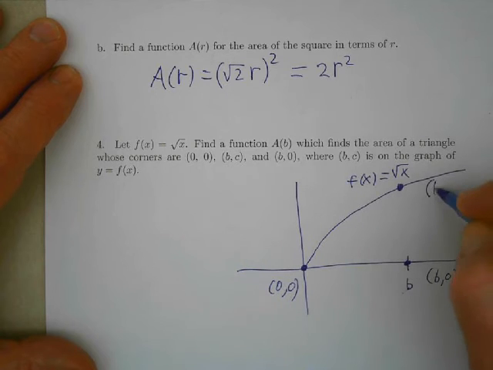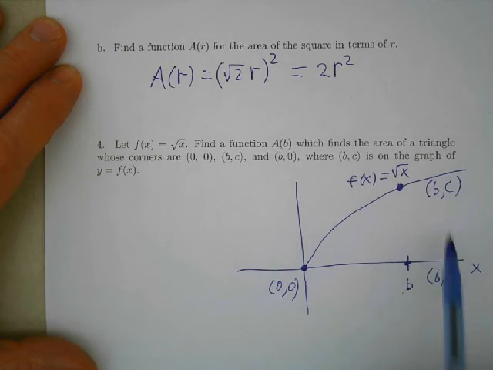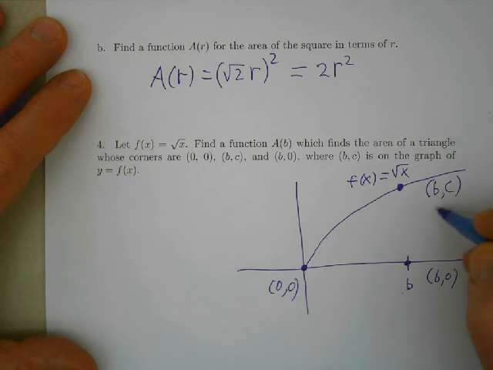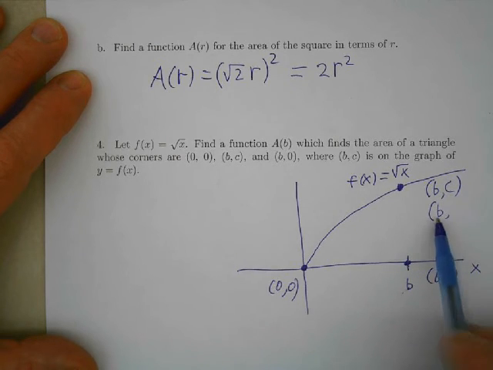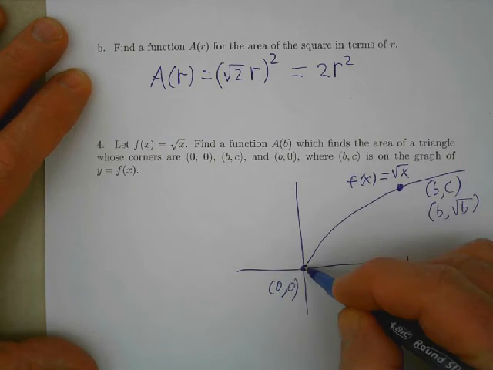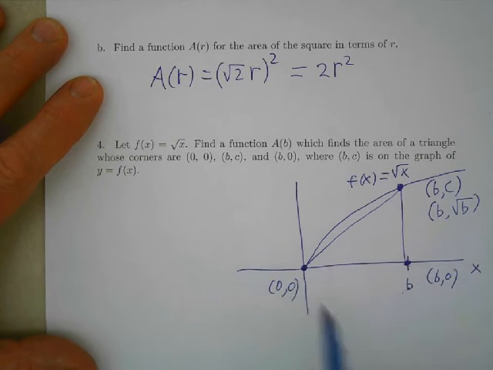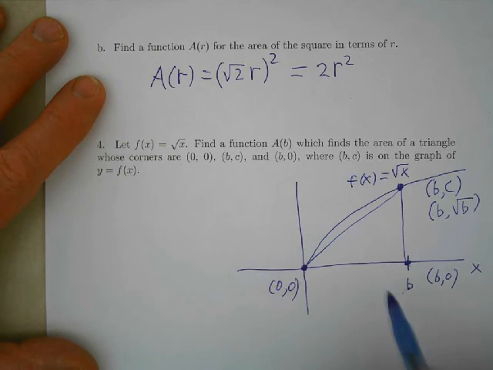Okay, well, since (b, c) is a point on the graph of f of x equals the square root of x, we can relabel the y-coordinate of this point, because this y-coordinate is just the square root of the x-coordinate. Okay, and what this tells us is we have a right triangle whose vertices are at (0, 0), (b, 0), and (b, square root of b), and we want to find a function that measures the area of that right triangle.